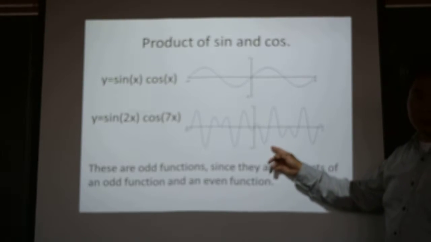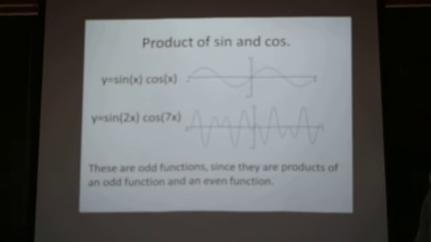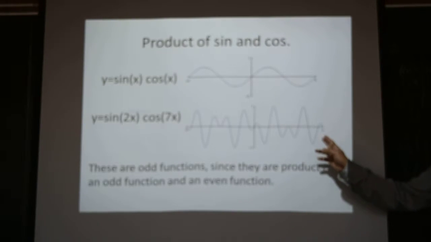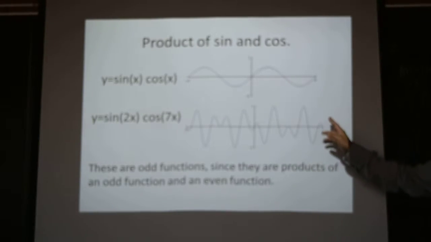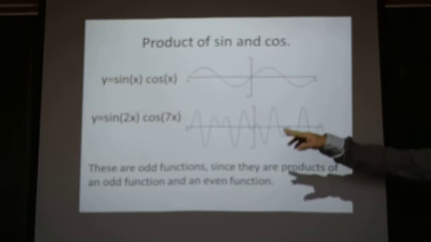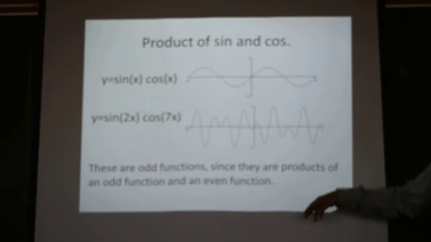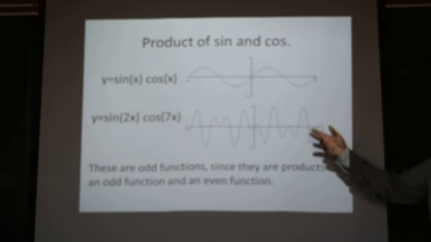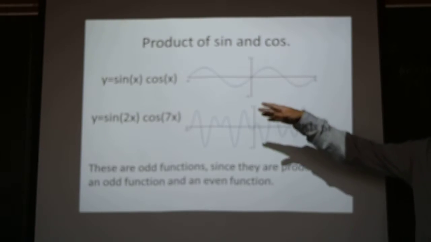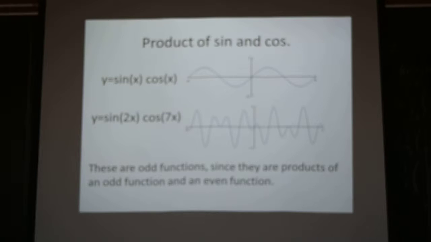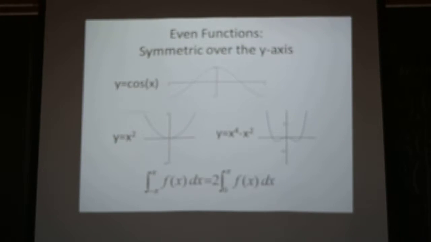That's more complicated. However, these are odd functions because sine is an odd function and cosine is an even function. So if you multiply an odd function by an even function, you're going to get an odd function. And that helps us in figuring out what the integral is from negative pi to pi. All right, so what is an odd function and an even function?